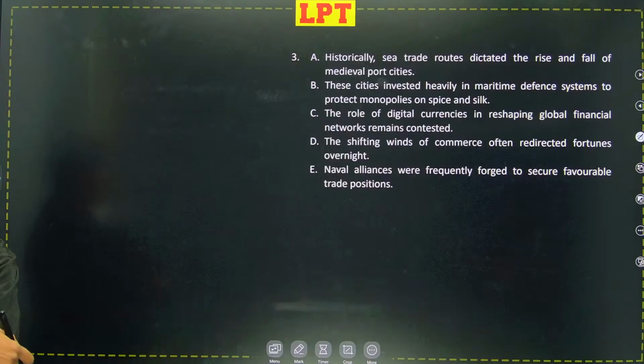Third question on your screen. Try answering this question based upon your understanding of the text and the sentences.